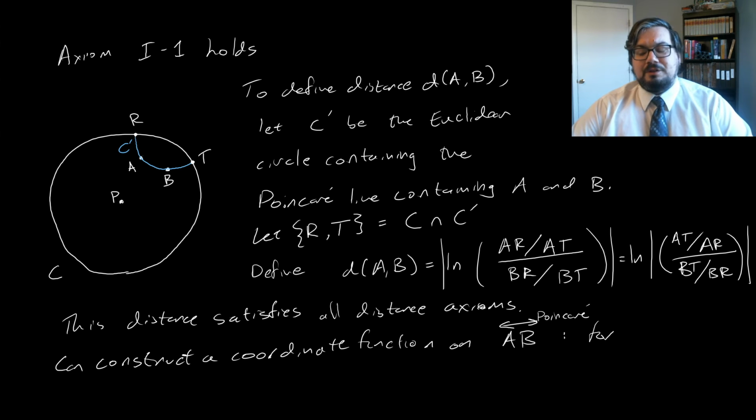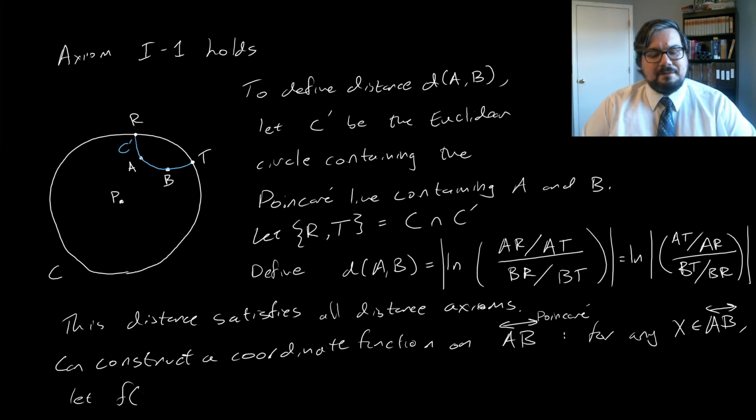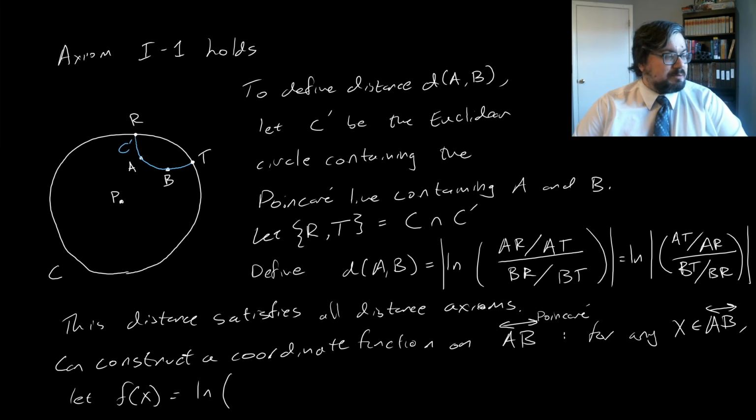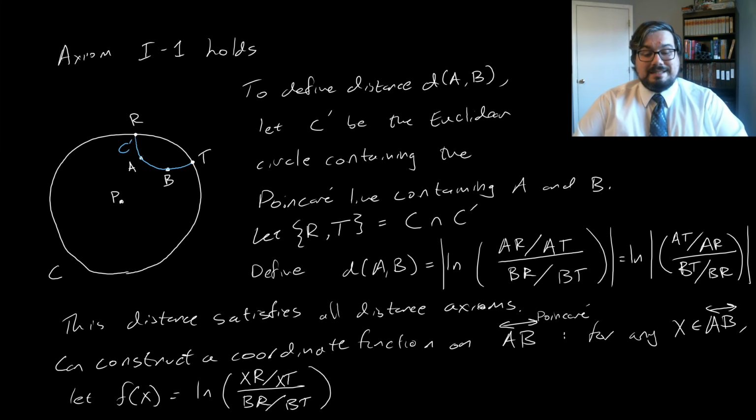And we can do it in the following way. For any x in the line AB, we can let f of x be pretty much just the expression that we had up above here, where we take the distance from x to r over the distance from x to t over the distance from b to r divided by the distance from b to t.